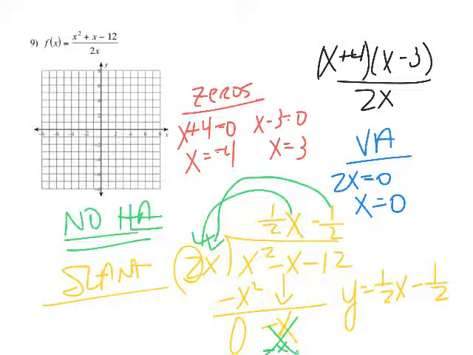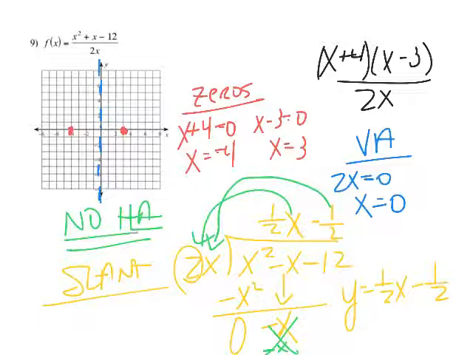So let's then put everything that we need on there. We've got zeros at negative 4 and positive 3. Got to switch over to the red, sorry. So negative 4 and positive 3, 1, 2, 3, there are my zeros. I have a vertical asymptote at x equals 0, so I have a vertical dashed line on our y-axis.